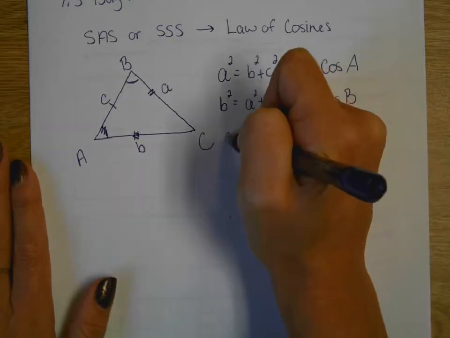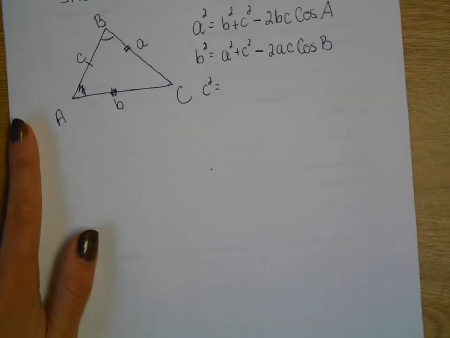Could you write the third one for C squared? All on your own.